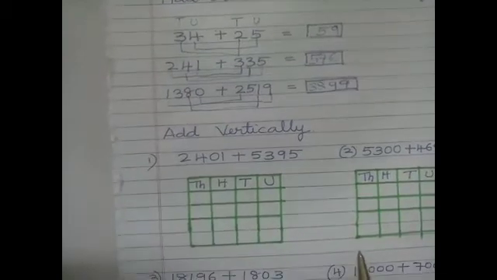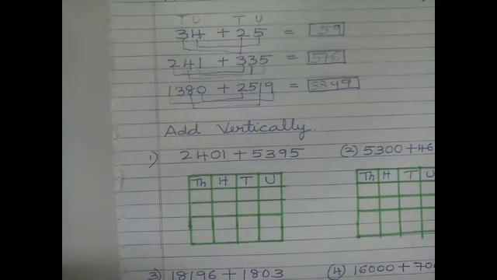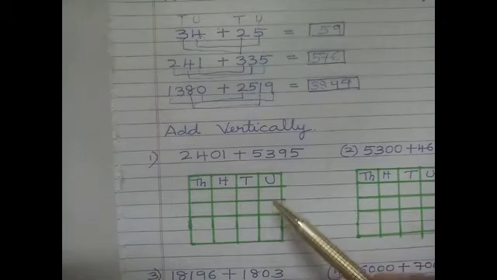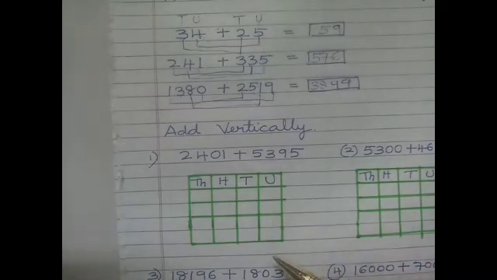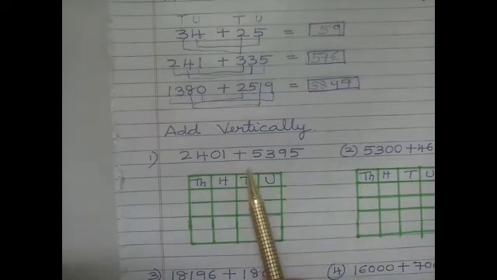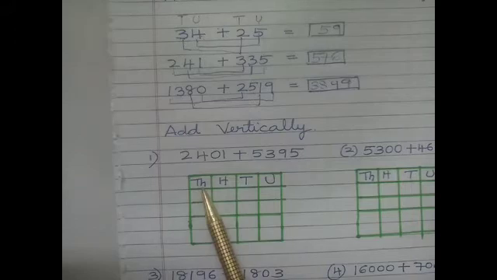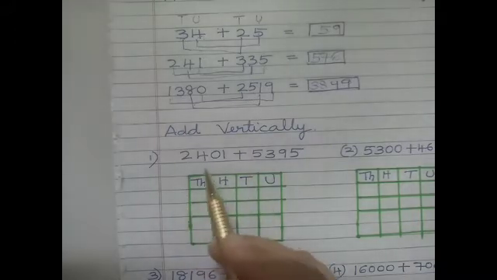Now let us learn how to add vertically, that is by arranging the numbers vertically. Vertical arrangement means one below the other. So here 4-digit numbers are given. A 4-digit number means unit, tens, hundreds and thousand. Okay. So let us write the number.